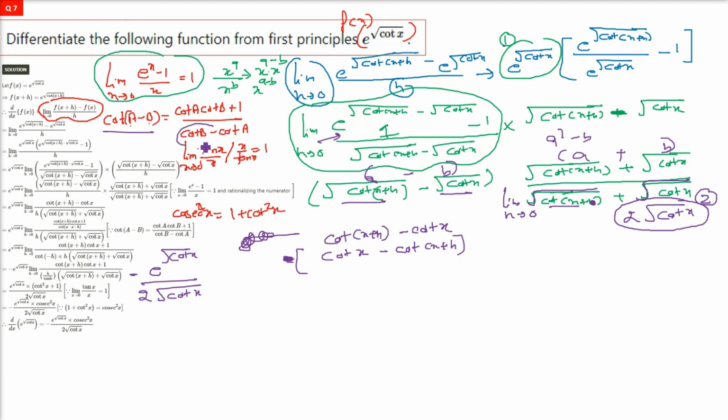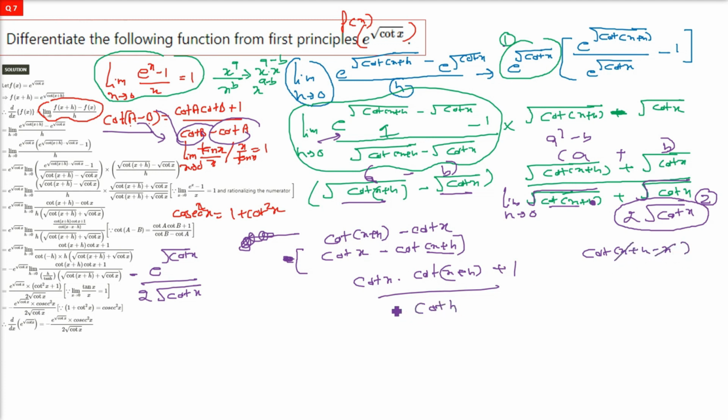So we will apply this formula. Cot b minus cot a will be equal to cot a cot b plus 1 divided by cot a minus b. So it will be cot x plus h minus x in the denominator. So we have cot a, cot b, cot x plus h, plus 1 divided by cot x plus h minus x. x plus h minus x is what? x gets cancelled. You get a cot h. You have a cot h here. So now, see, you can apply again the limit here.